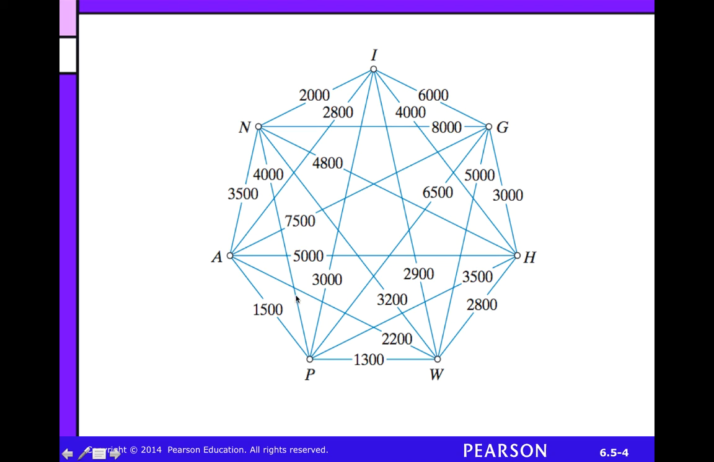But as soon as I highlight AW, notice that I've closed a circuit off, right? So remember, a circuit is basically just a path that starts and ends at the same place. Well, a triangle is like that. WP, PA, A back to W, okay? So I'm not allowed to do that. I'm not allowed to form a circuit until the very end. When I highlight my last edge and now suddenly I have a circuit that starts and ends at G, or wherever it's supposed to start.